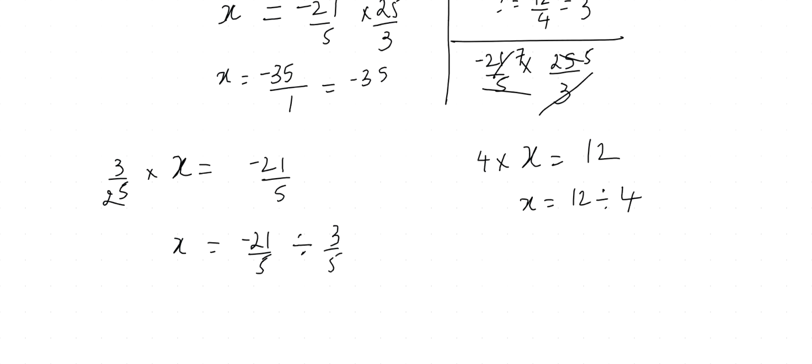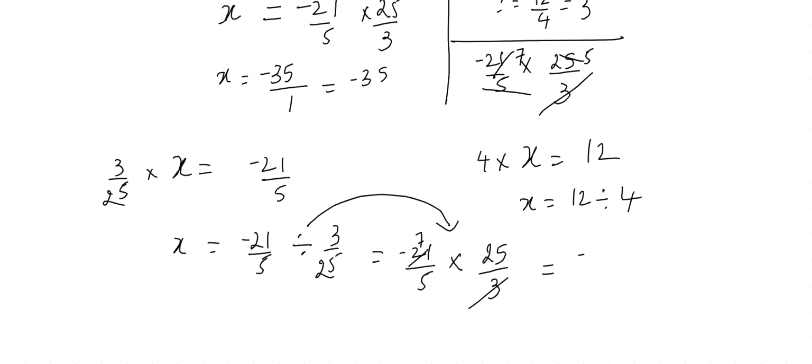So just keep it this way. Division will change to multiplication. 25 will go up and 3 will come down. And the same logic. 3 cuts 1 time, 3 cuts 7 times. So minus 7 into 5 ones are 5, 5, which is minus 35. And 35 by 1 or minus 35. So be careful when you incorporate these negative signs.